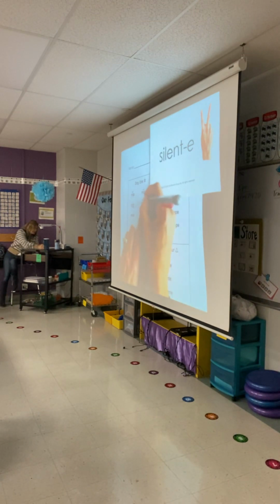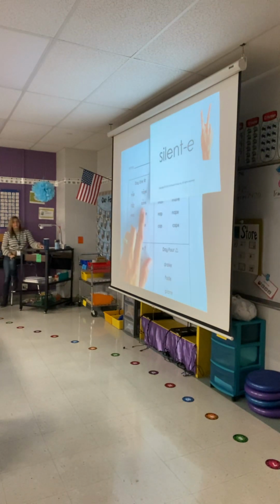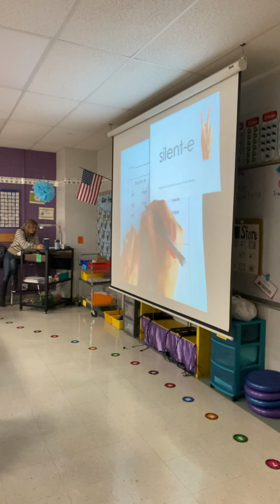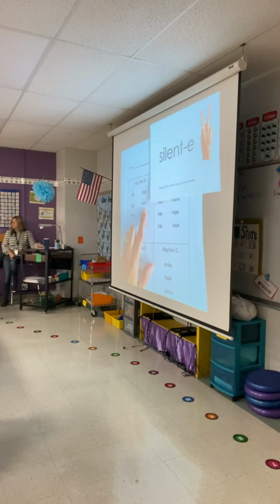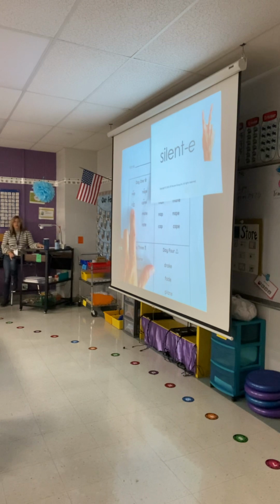A. That's the long sound, so let's label it with the macron. Now, what about this E? What sound will it make? Who can raise their hand and tell me what sound will the E make? Sophia? Silent E. It's silent, so we're going to cross through that E because it's not going to make a sound.